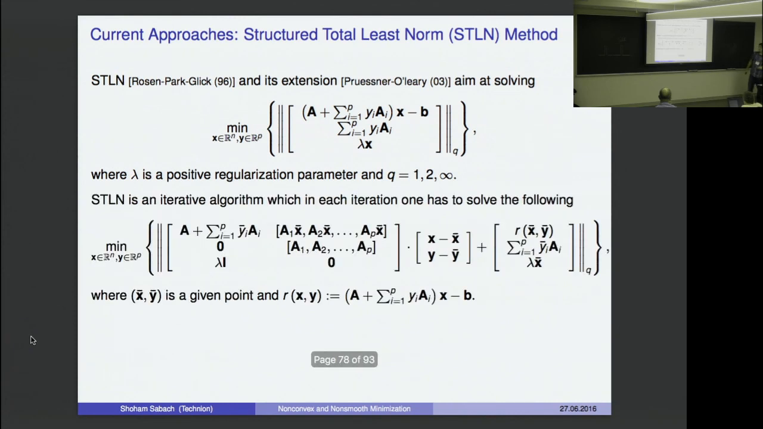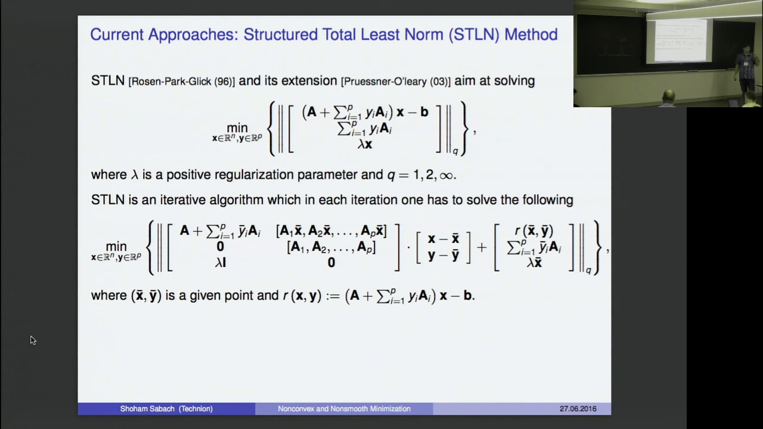Their method is actually a variation of the Gauss-Newton method, which means that you take the function inside the matrix and linearize it with respect to both variables x and y around a given point x bar, y bar. What you see here is the derivative of this function with respect to x and with respect to y, and of course with some constant. So at every iteration of their method, which they called STLN, structured total least norm, they have to solve a linear system of equations.